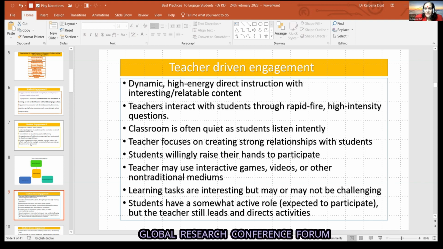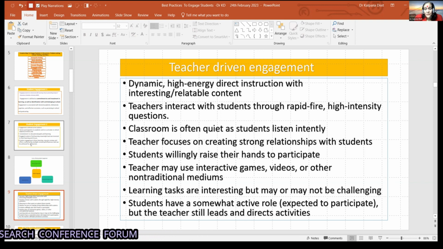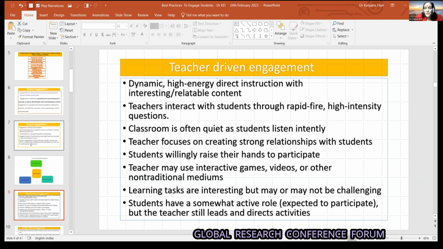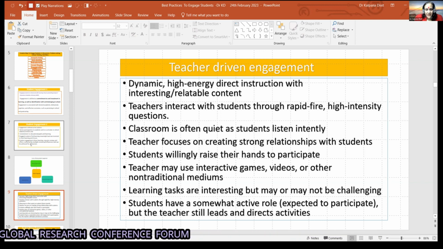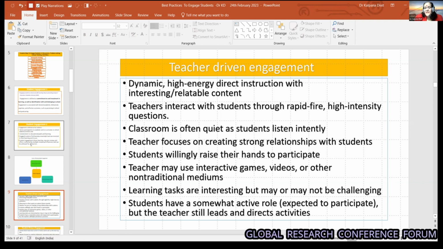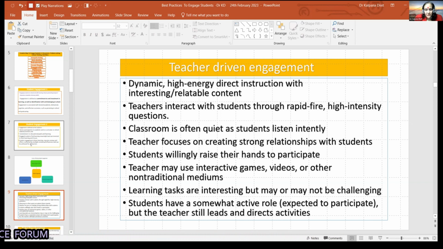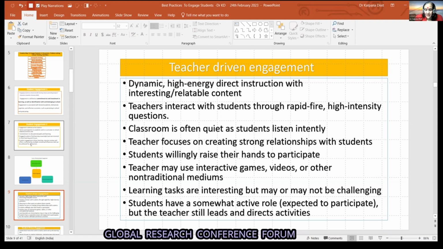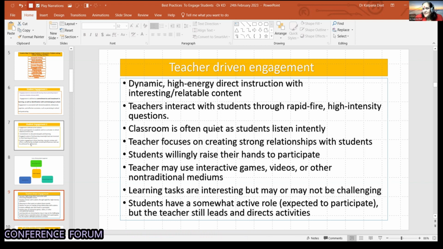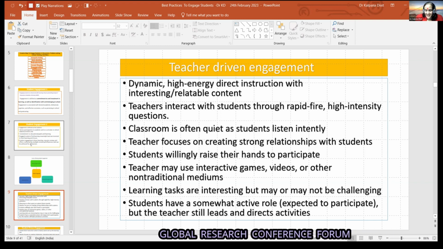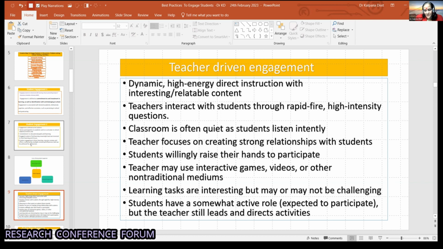And sometimes a quiet classroom will also give good feedback to the students because they are encouraged to put some creative, critical questions in the classroom, and they are dependent upon different types of interactive games, video, or other non-traditional mediums of instruction. So we have to focus our learning on audio-visual art, gamification, blockchain technology, Internet of Things, or artificial intelligence, so that we can engage our students effectively and efficiently.